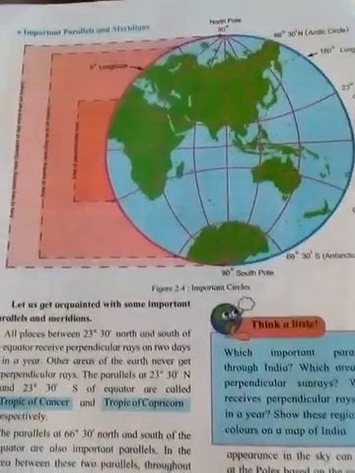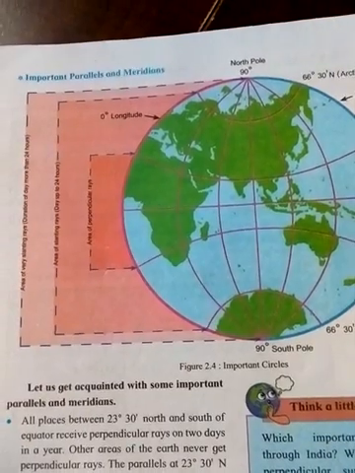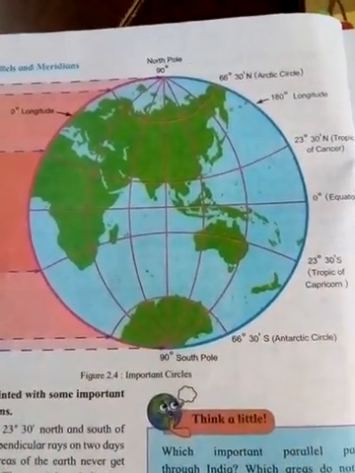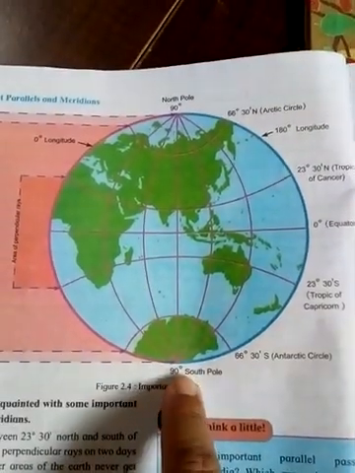Good morning students. Today we are going to learn about the second chapter, the last point: important parallels and meridians. Observe this figure. In this figure there are two poles.